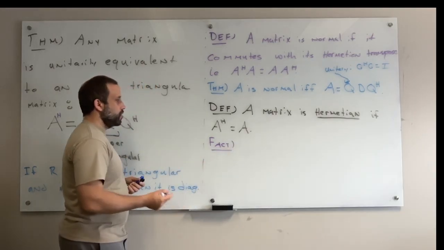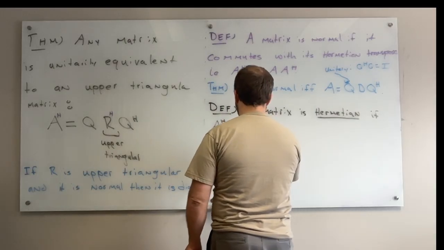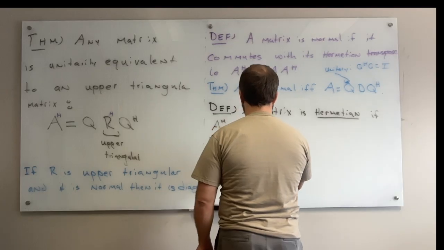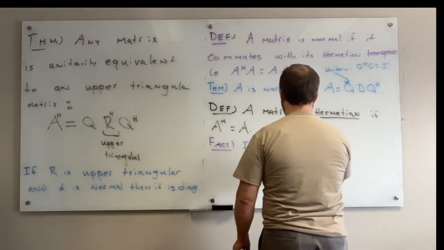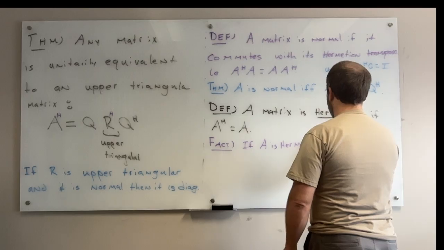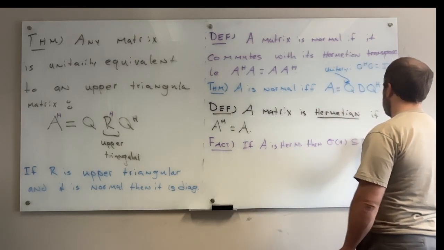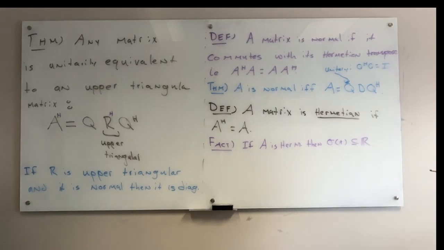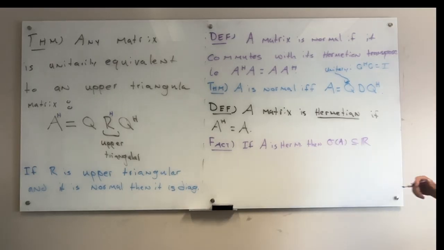The eigenvalues of a Hermitian matrix are real. So if A is Hermitian, I'm just going to abbreviate this as Herm, if A is Hermitian, then the spectrum of A, that is the set of eigenvalues, is a subset of the real numbers. The spectrum of a Hermitian matrix is real. Okay, so why is this true?